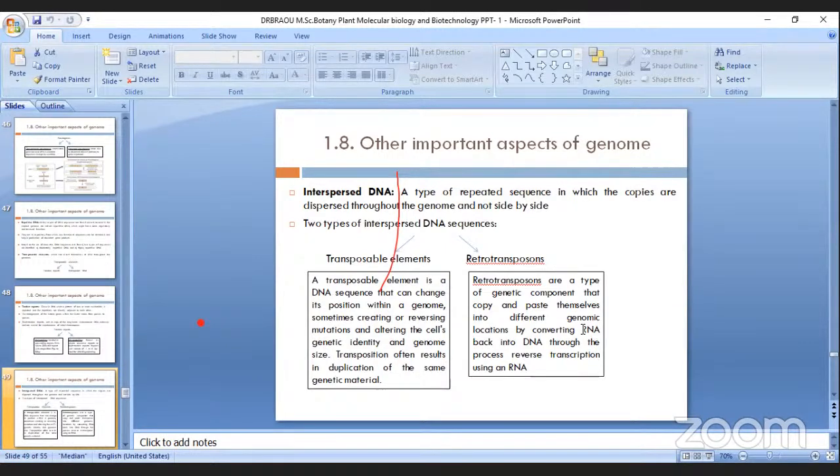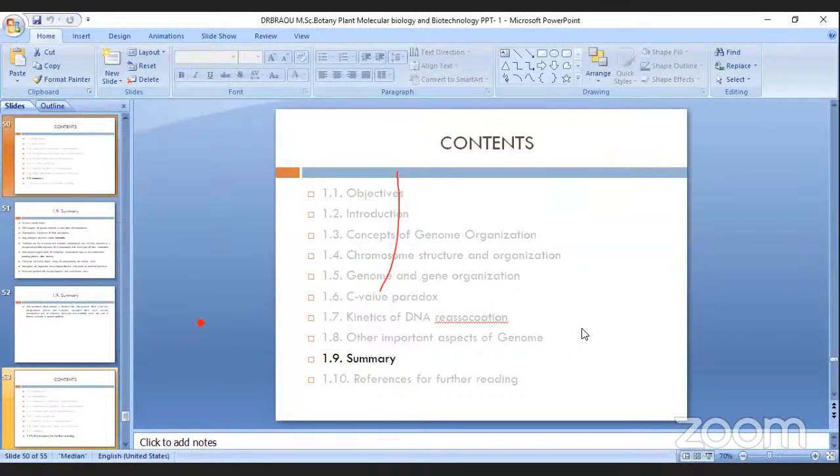What are retrotransposons? Retrotransposons are a type of genetic component that can copy and paste themselves into different genomic locations. The transposable elements jump from one place to another, whereas retrotransposons copy and paste themselves into different genomic locations. They convert RNA back into DNA through a process called reverse transcription.